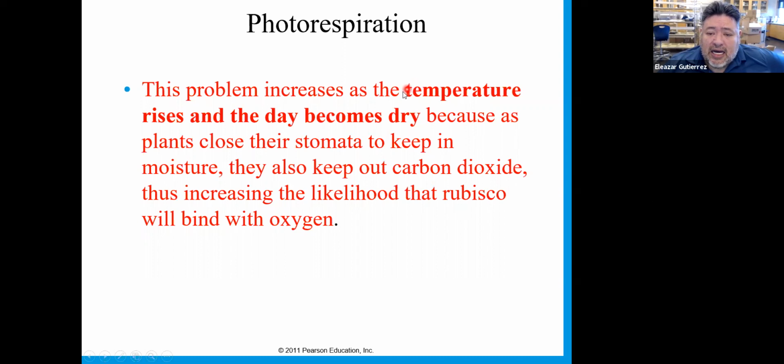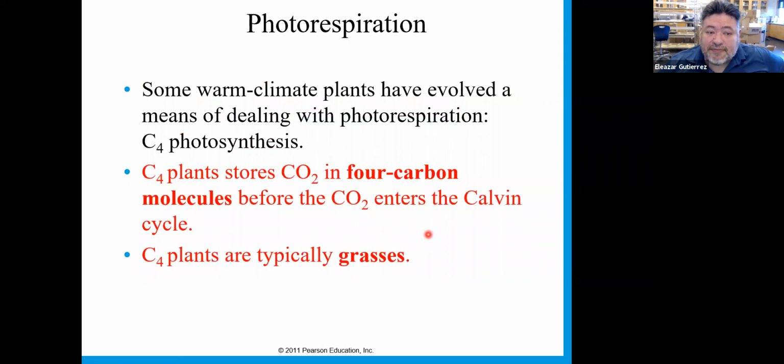Okay. As the temperature increases and the day becomes drier, the plants close their stomata to keep in moisture, but that also causes them to keep out carbon dioxide. This is a problem because now Rubisco, instead of associating with carbon dioxide the way that it's supposed to, associates with oxygen, carrying out photorespiration. Okay.